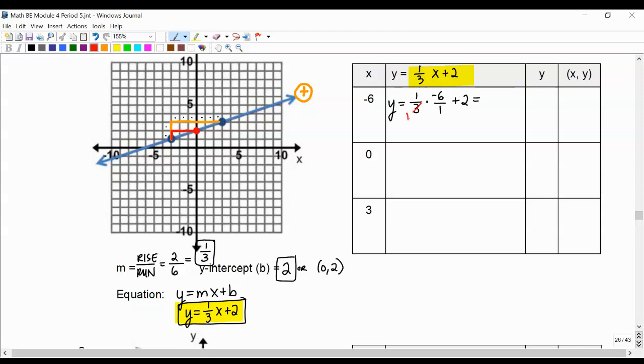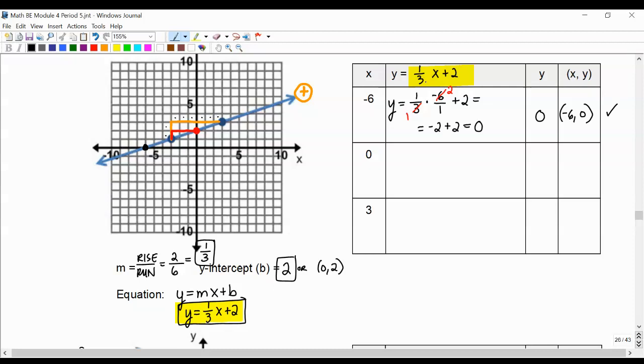3 goes into 3 once and into 6 2 times. So we have 1 times 1 is 1. 1 times -2 is -2 over 1, plus 2. That -2 plus 2 is 0. So our first point is (-6, 0). And that is right here, which is on the blue line, so that checks out.